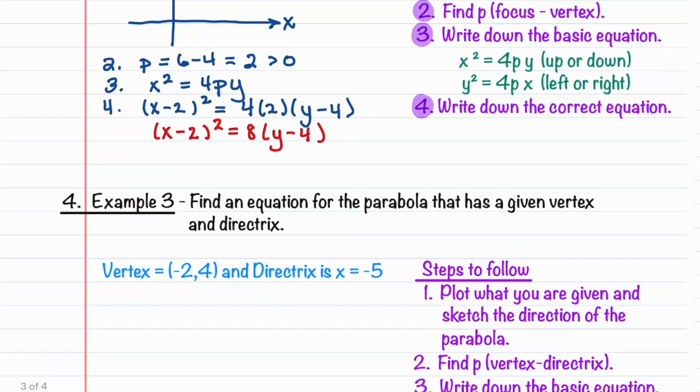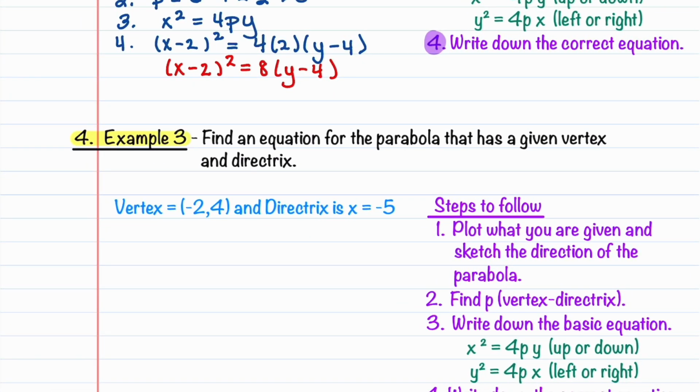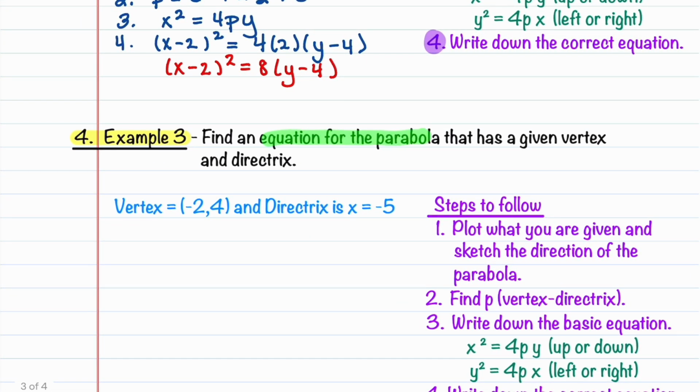Let's now do another example. In this example, we're again going to find the equation for the parabola, but now we're given a vertex and a directrix. Our vertex is minus 2, 4, and our directrix is x is equal to minus 5. The first thing that we're going to do is plot what we're given and sketch the direction of the parabola.